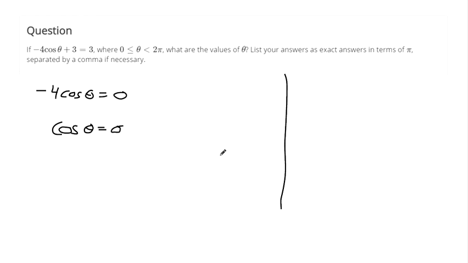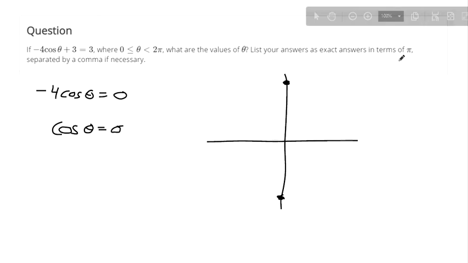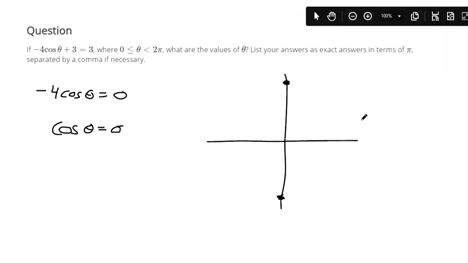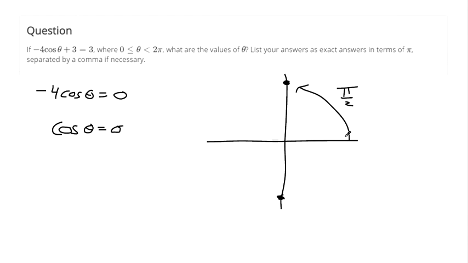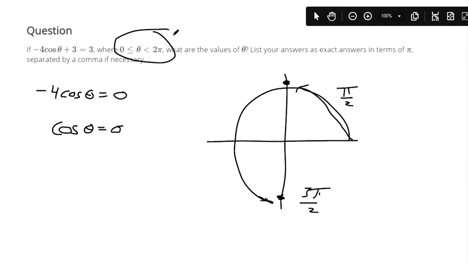Really, we're just trying to figure out where cosine equals 0. Cosine are the x-coordinates on the unit circle. So here the x-coordinate is 0, and here the x-coordinate is 0. So theta in terms of pi, since we need it in radians, is pi over 2. And then our other solution is 3 pi over 2. That's all the solutions in one full revolution of the circle.